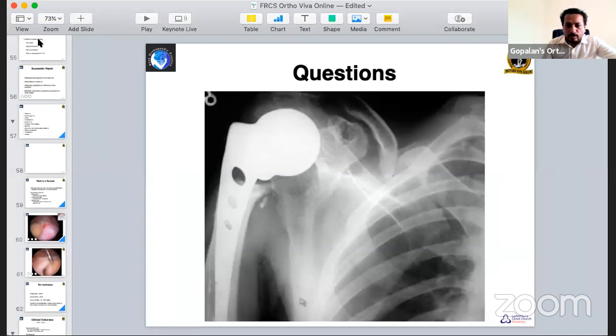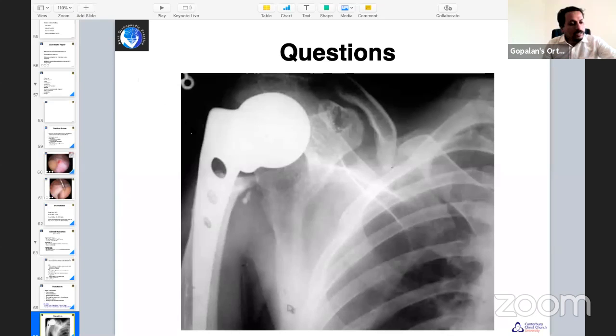There have been a couple of queries. Both are related to 2 trials. One is the UK Cuff trial by Carr, which looked at arthroscopic versus open and said that the difference is not major. What do you think about it?